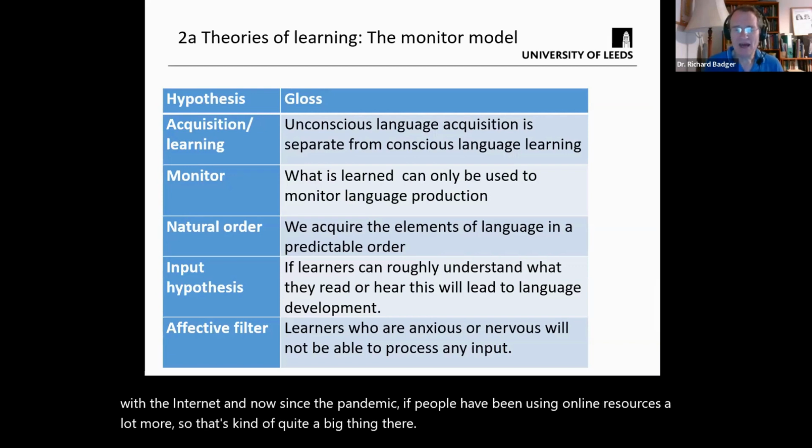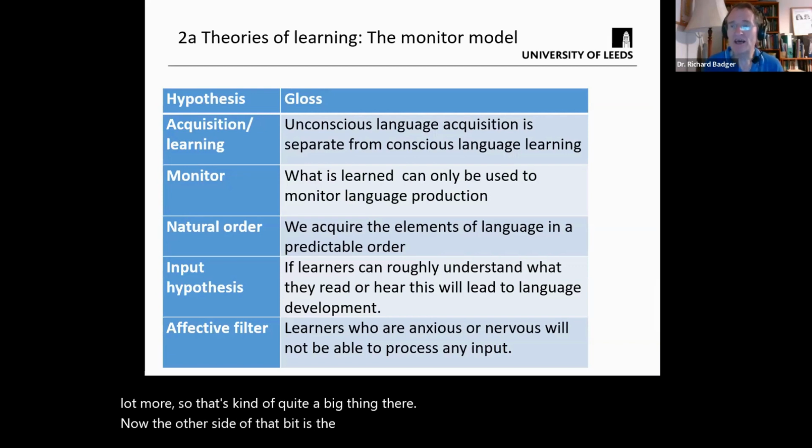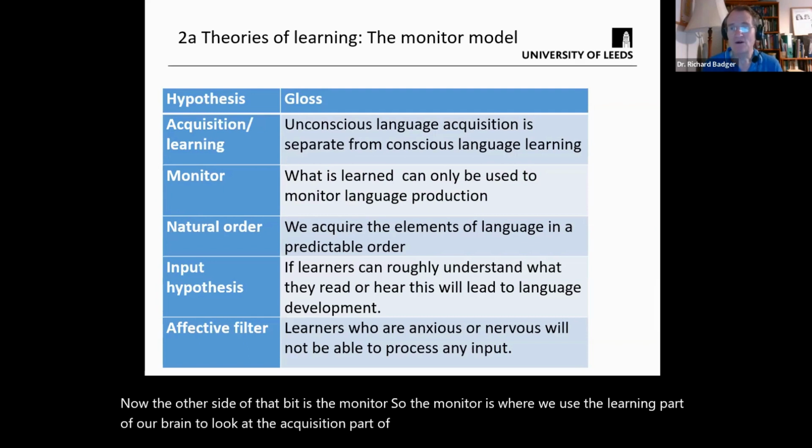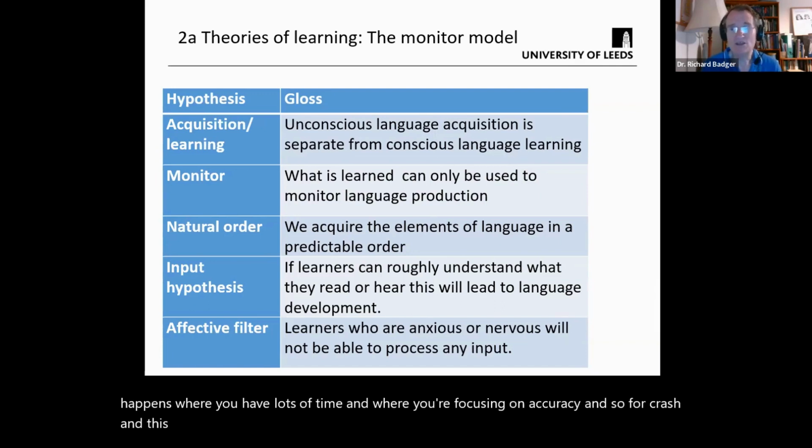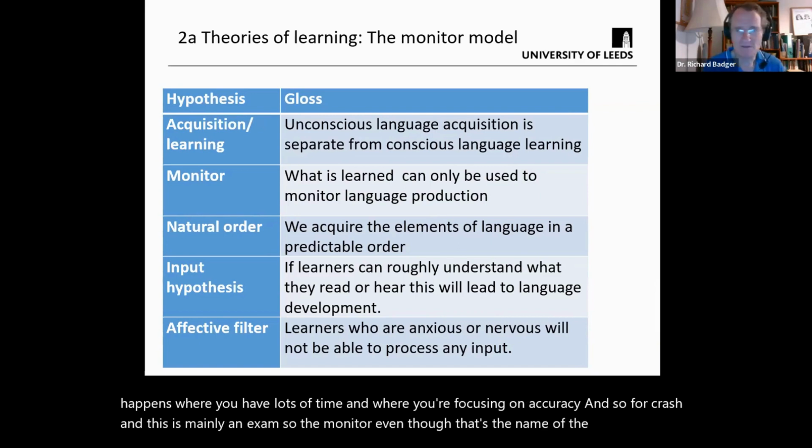Now, the other side of that is the monitor. The monitor is where we use the learning part of our brain to look at the acquisition part of our brain. And for Krashen, this really only happens where you have lots of time and where you're focusing on accuracy. And so for Krashen, this is mainly in exams. So the monitor, even though that's the name of the theory, is not actually very important.